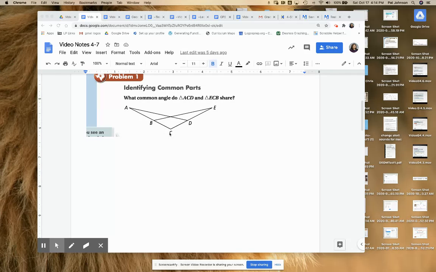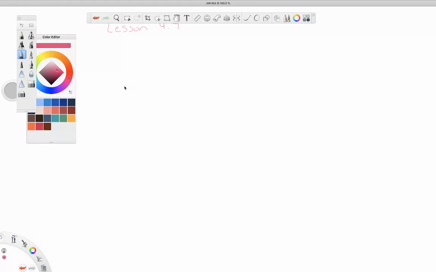Okay, we could separate them, and I could actually draw it out like this. Okay, so we have triangle A, C, D, and triangle B, C, E. And you notice that this is the angle that they both share together. So that was a pretty easy one. They just wanted to identify where did they share. So now let's start putting this together, and let's look at something that's a little bit more complicated than this.